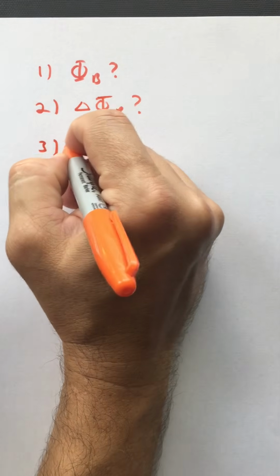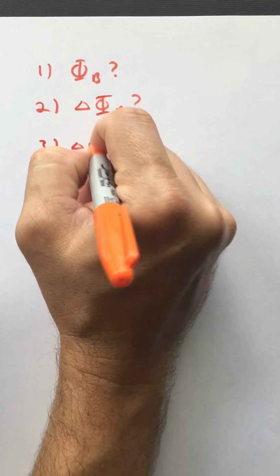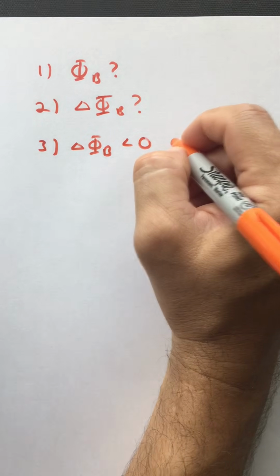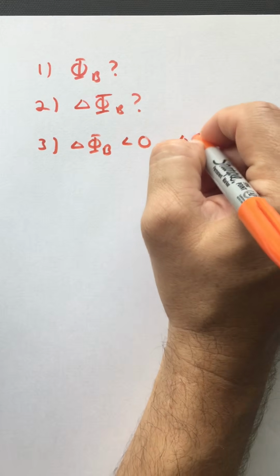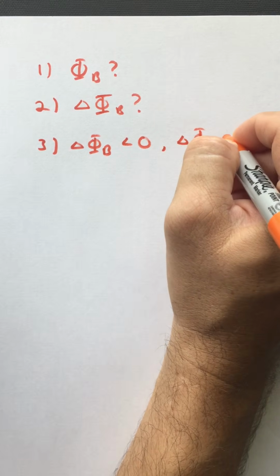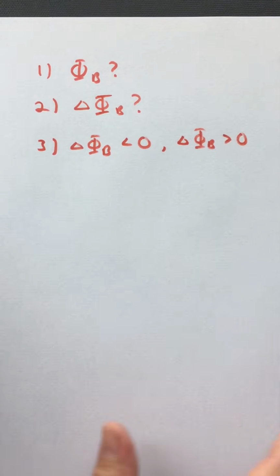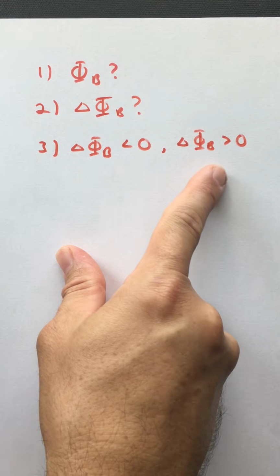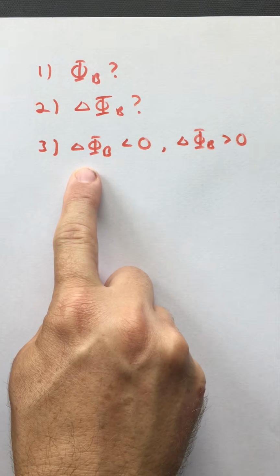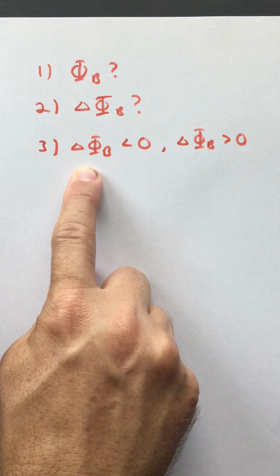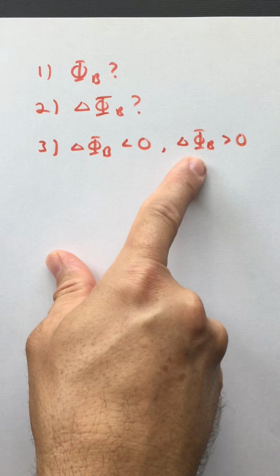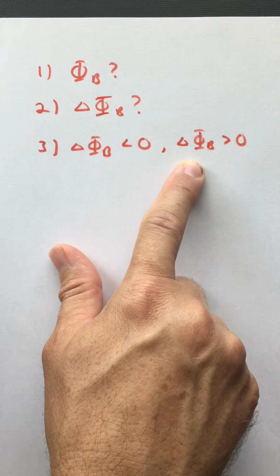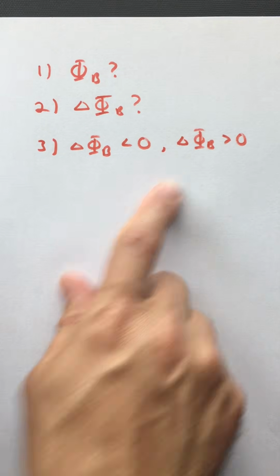But again, assuming that the answer to both of these questions is yes, we can now go on to question number three. Let's ask ourselves now, is the change in flux negative, or is the change in flux positive? What am I actually asking there? Is the flux decreasing or is it increasing? If the change in flux is less than zero, if it's negative, my flux is decreasing. If my change in flux is greater than zero, it's increasing. So now I ask myself, how is it changing?